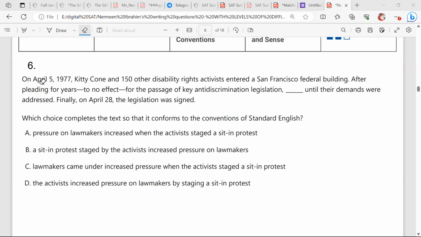Number 6. On April 5, 1977, Kelly Cohn, that's the subject, and 150 other disability rights activists, still the compound subject, entered, that's the verb, a San Francisco federal building. So it's a superordinate independent clause.